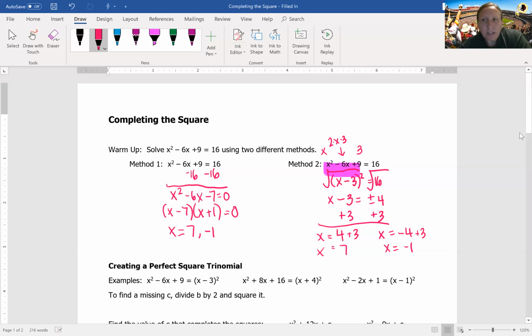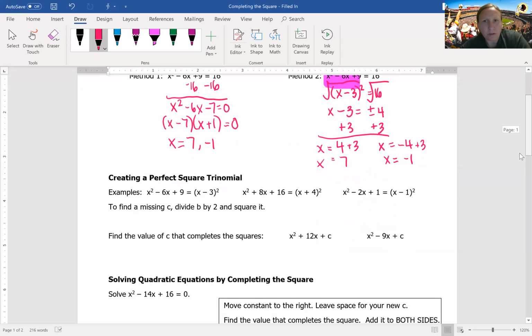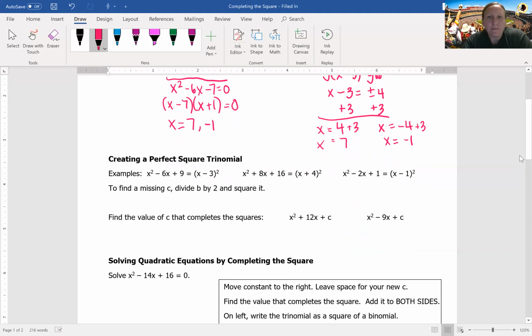Okay, so before we actually get into some equations, let's just talk about that value that we are going to put there to make it a perfect square trinomial. So remember some examples are x squared minus 6x plus 9, what we just did. That led to x minus 3 squared. x squared plus 8x plus 16. Okay, this is x, this is 4, this is 2 times x times 4. So that was x plus 4 squared. And this one is x, that's 1, and the middle term is 2 times x times 1. So that was x minus 1 squared.